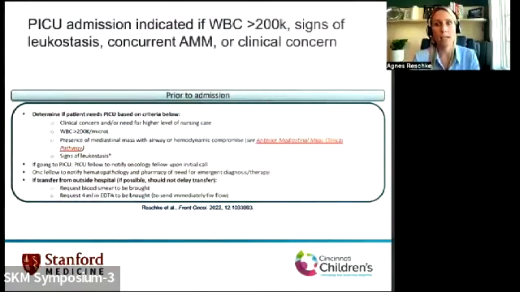So the first part of the pathway is to decide which patients need to be admitted to the ICU and which patients can be managed on the acute care floor. This will obviously differ between institutions depending on the capabilities of individual institutions, but at Stanford, we admitted patients to the PICU for the following reasons. If there is any clinical concern or need for a higher level of nursing care, if the white blood cell count was greater than 200,000, if they had a concurrent mediastinal mass with airway or hemodynamic compromise, which would most often happen in patients with T-ALL, or lastly, if they had signs of leukostasis.